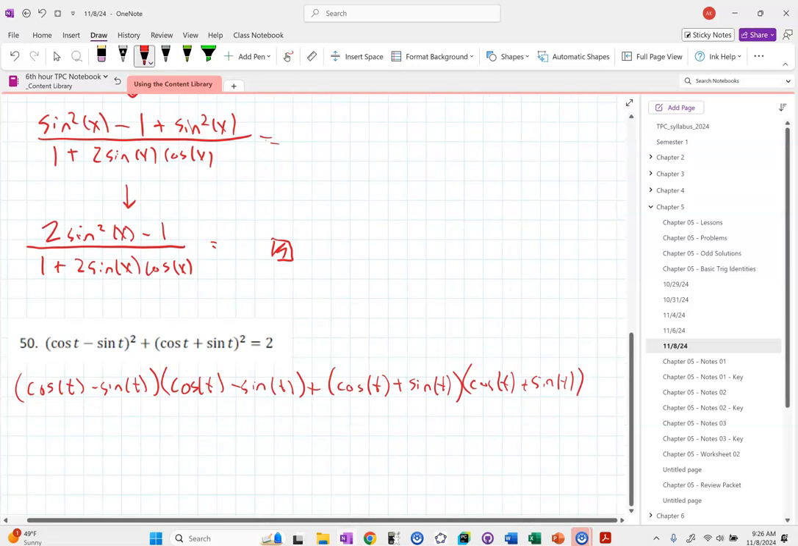Ariane, are you good with what I did there as the first? Okay. Then we'll FOIL out. So cosine times cosine is cosine squared. Cosine times negative sine is negative sine times cosine. Negative sine times cosine is another negative sine times cosine. And then negative sine times negative sine is positive sine squared. And we'll keep on going.